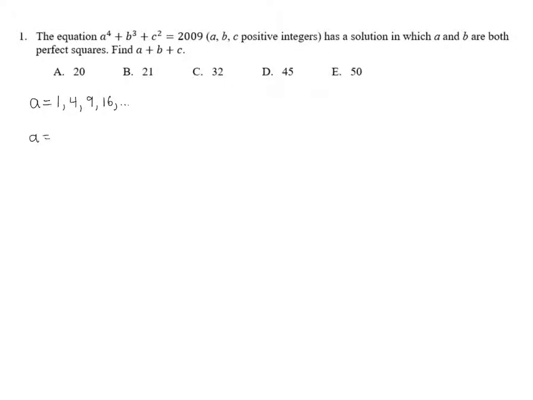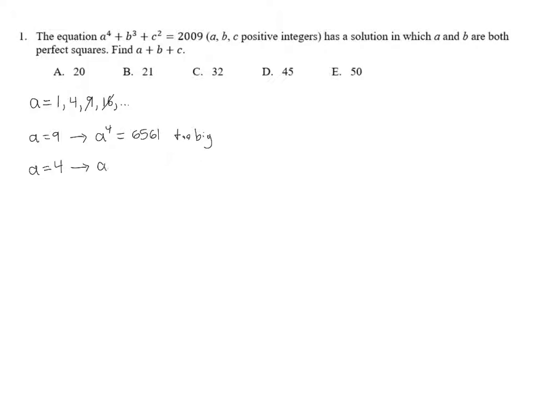If we try a equals 9, for example, then a to the fourth ends up being 9 to the fourth, which is 6,561, and this is just too big. The right-hand side of the equation is 2009. We need all the terms on the left-hand side to be less than that. So a can't be 9. We also know it can't be 16 or any of the other larger perfect squares, so a has to be either 1 or 4. Let's try a equals 4, and if that doesn't end up working, later we can go back and try a equals 1.